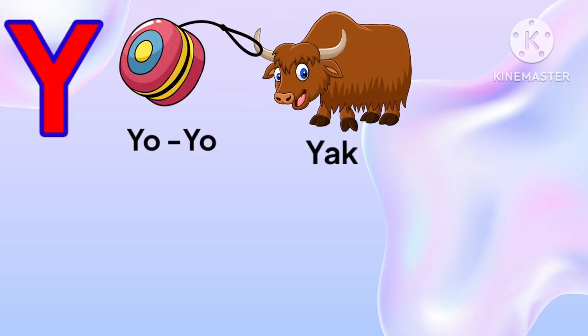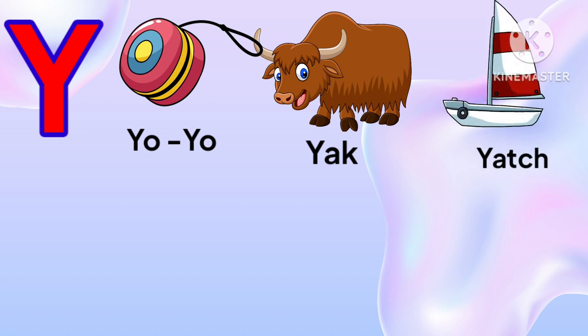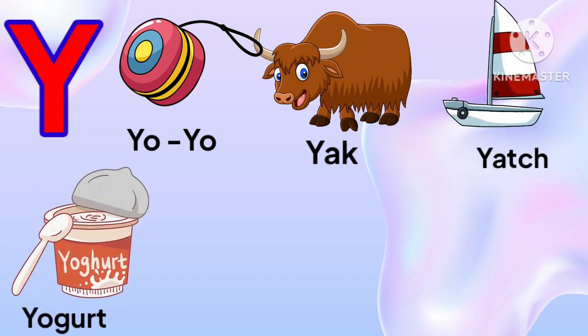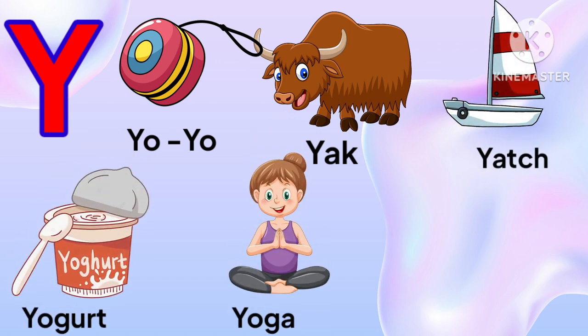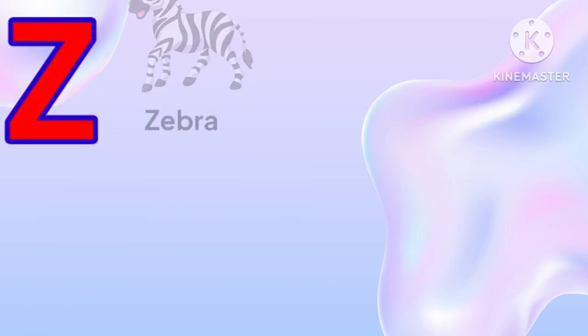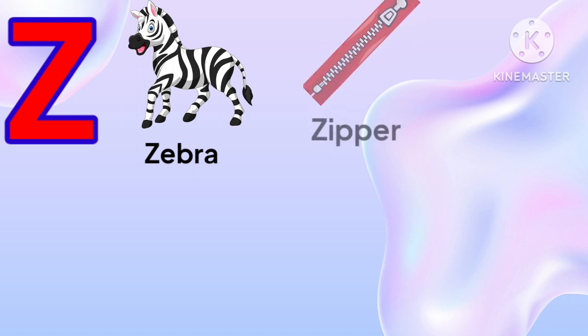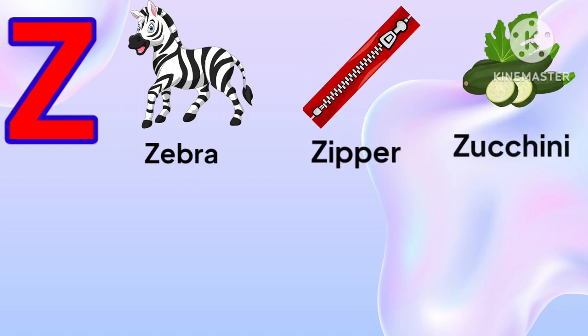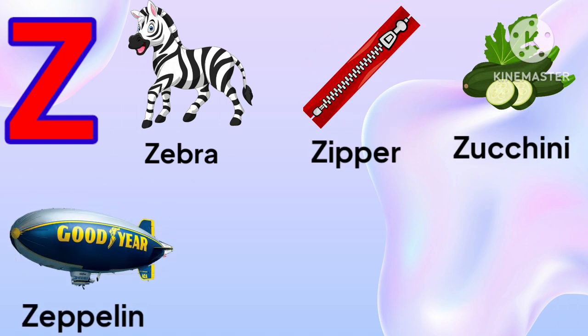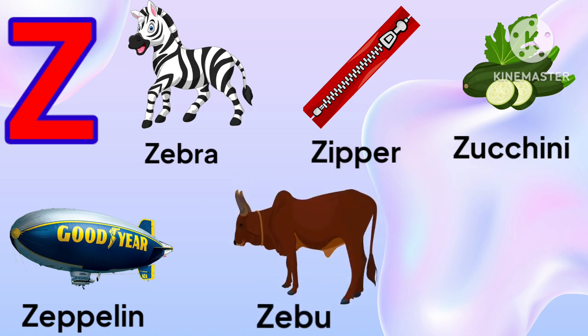Y is for yo-yo, yak, yacht, yogurt, yoga, yawn. Z is for zebra, zipper, zucchini, zeppelin, zebu, zoo.